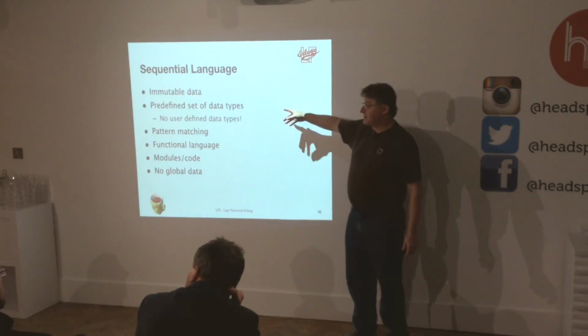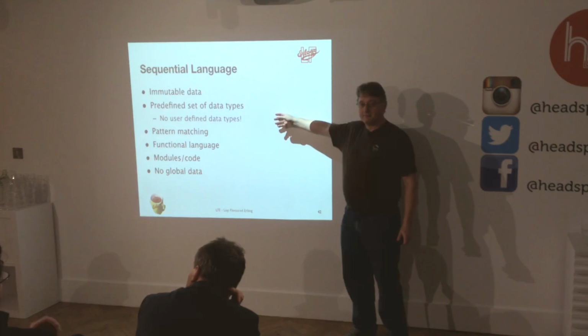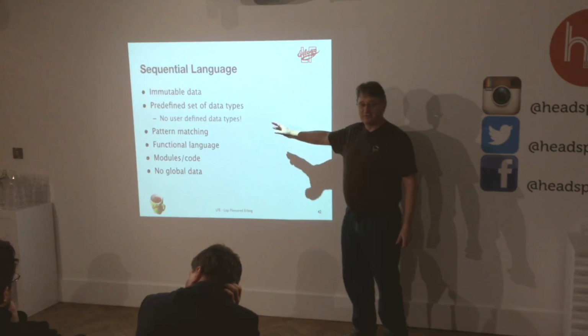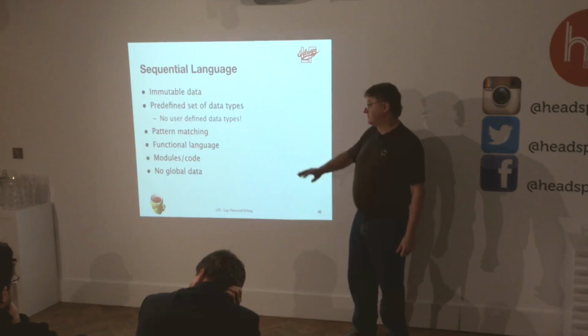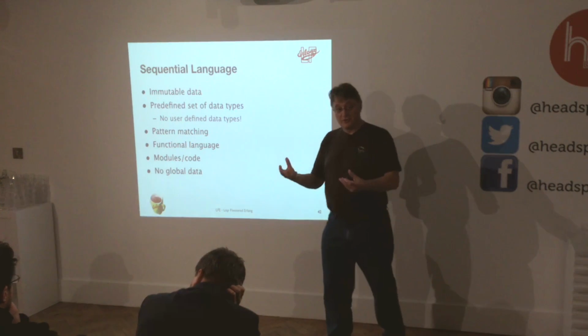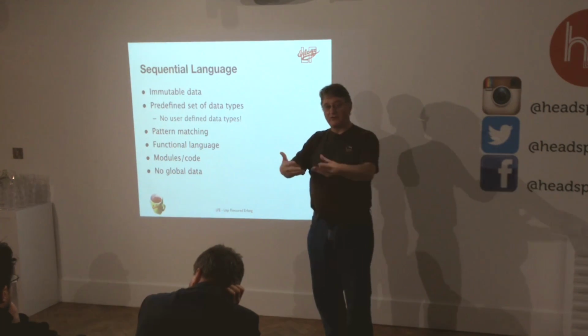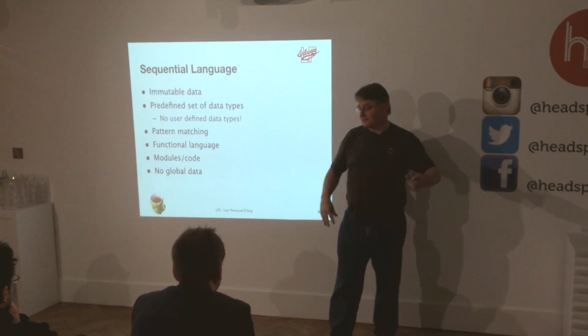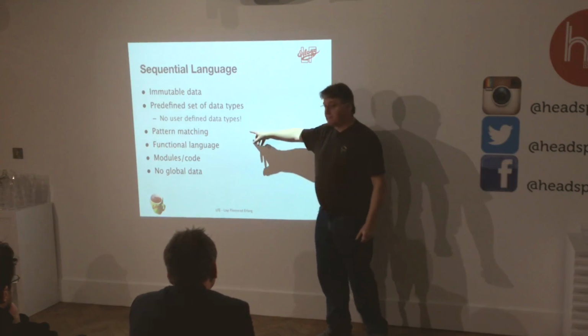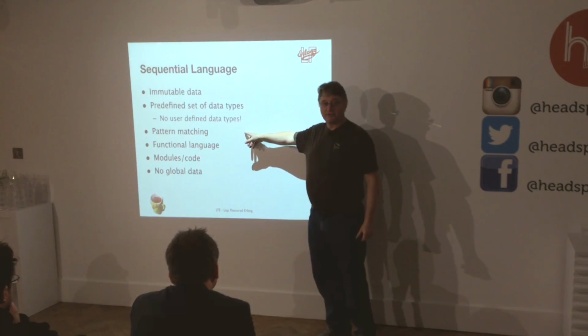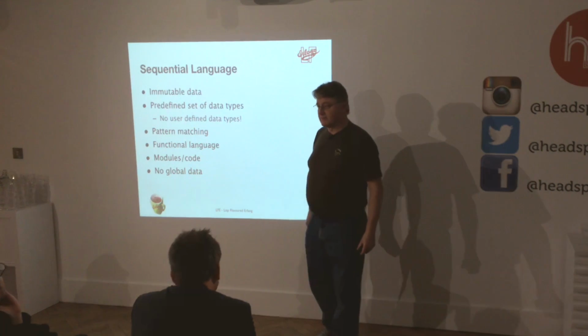We only have a predefined set of data types. There are no user-defined data types at all. That's it. This has to do with the code handling. Because the system is very dynamic, you cannot define things over a whole system because the system concept just doesn't exist. We have support for pattern matching built into the machine.